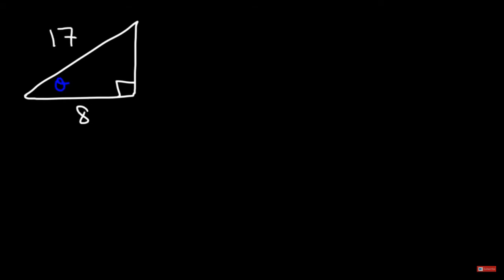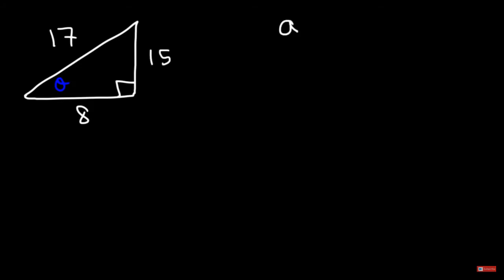Let's try another problem. So let's say this is theta again, and this side is 8 and this side is 17. Find the missing side and then use the completed triangle to find the value of the 6 trigonometric functions. So go ahead and pause the video and work on this problem. So first, we need to know that this is the 8, 15, 17 triangle.